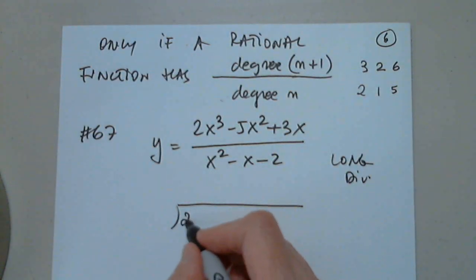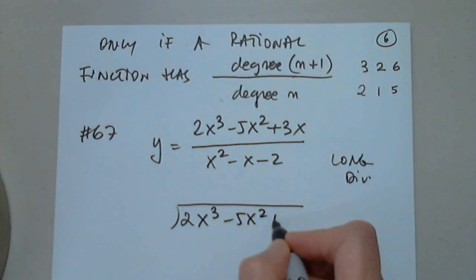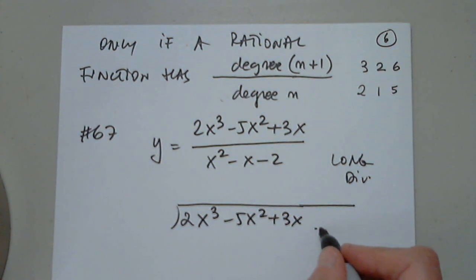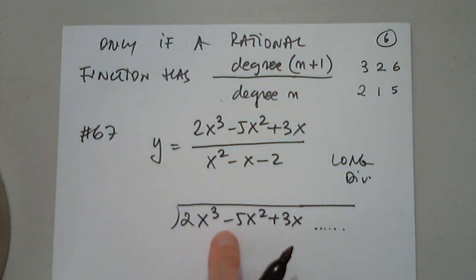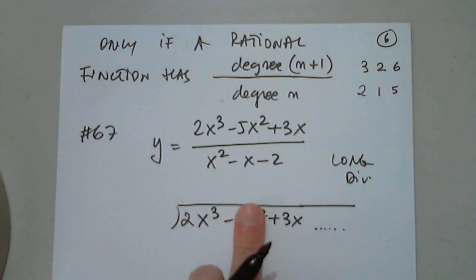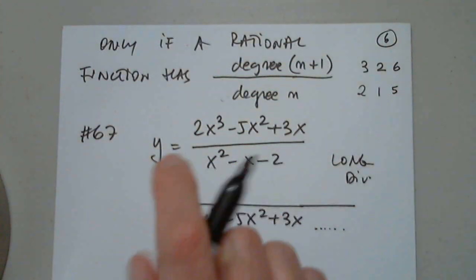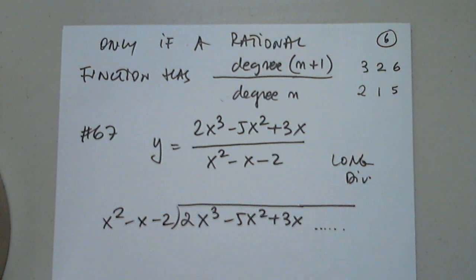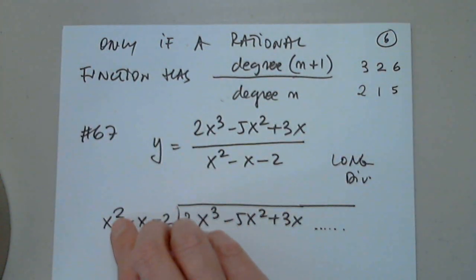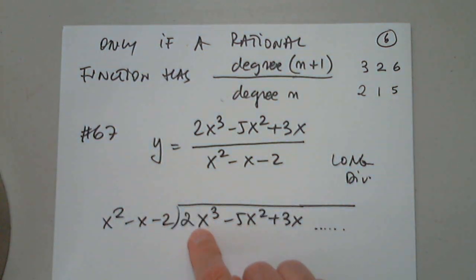So I have 2x cubed minus 5x squared plus 3x. Notice that one term is missing. The terms have to be in descending order, and if this term is missing, I have to leave a space, or put 0. I don't like that, but you can put 0. But degree 3 is there, degree 2 is there, degree 1 is there, just degree 0 is not. And I'm dividing by x squared minus x minus 2. So the first question is, x squared is multiplied by what to get 2x cubed?